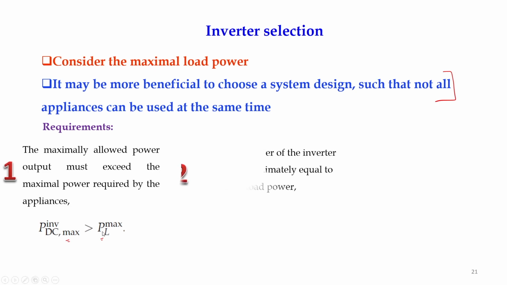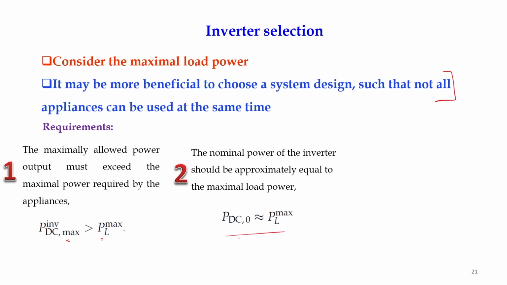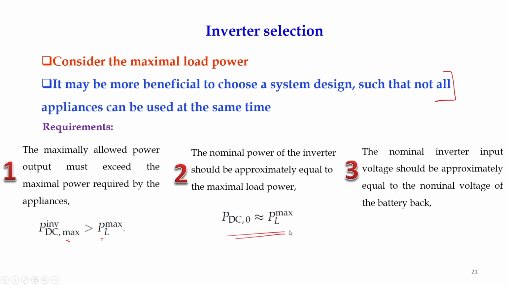And the second concern is that the nominal power of the inverter should be approximately equal to the maximal load power. So, mathematically we can write P_DC is equivalent to P_L max. And the third concern is that the nominal inverter input voltage should be approximately equal to the nominal voltage of the battery bank. So, mathematically we can write something like this, V_DC inverter is equivalent to V_DC battery bank.